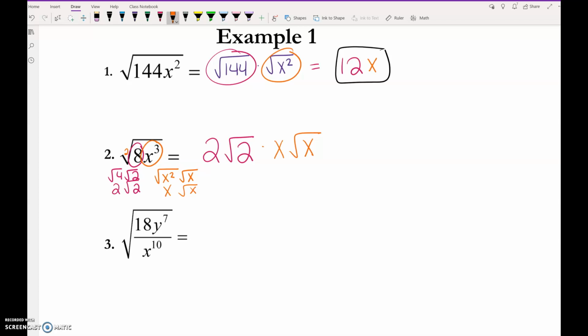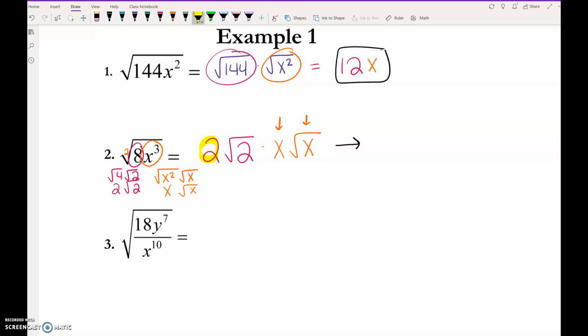This is a square root. That means groups of 2. How many groups of 2 are there in 3? There's one group of 2, that would be the x, with one left over, that's the one that's still stuck under the radical. We need to clean up this answer.